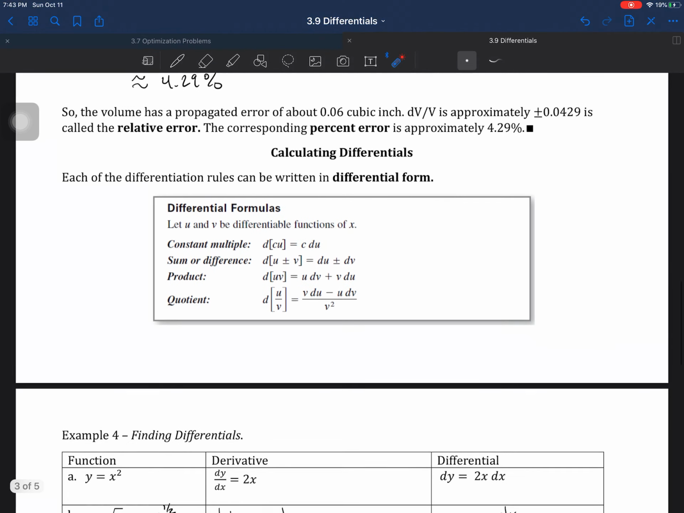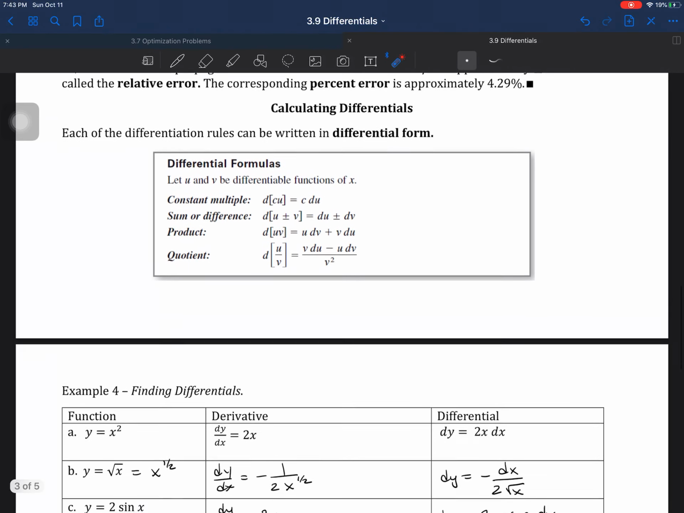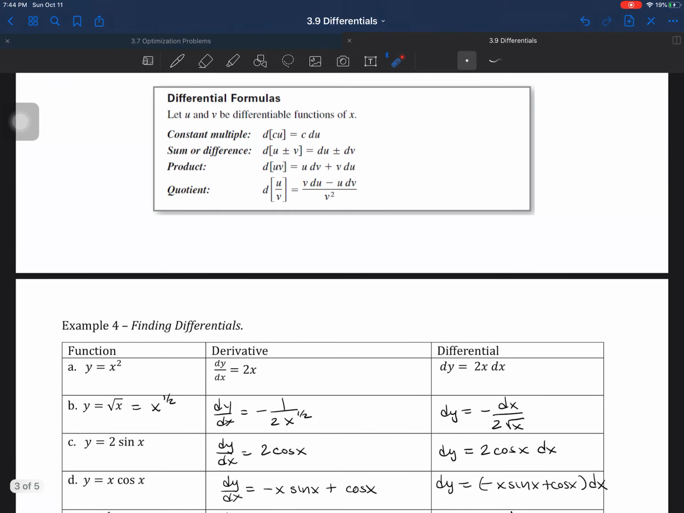Now, in the next topic, we're going to talk about calculating differentials. This becomes a very important part, especially when we move on to integrals later on, so it's important for us to practice this. We're going to be able to find the differentials. We already know what the differential is: dy equals the derivative of the function times dx.